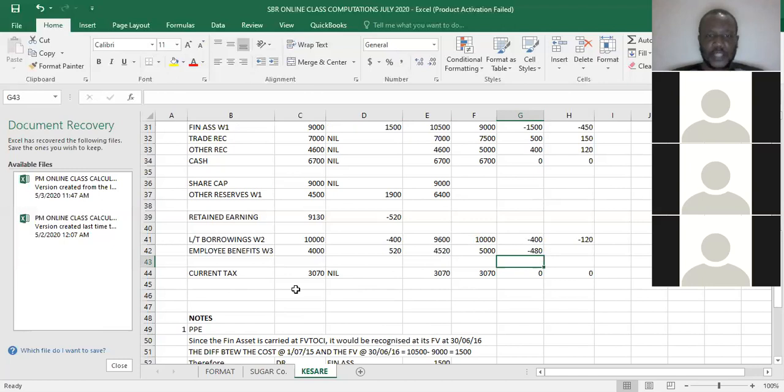We've done current tax. Current tax is not going to change. Okay, so I can get this figure now. This figure will be equal to that figure multiplied by the 30%.